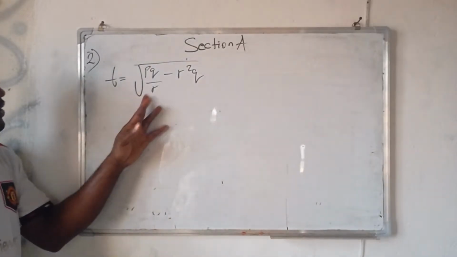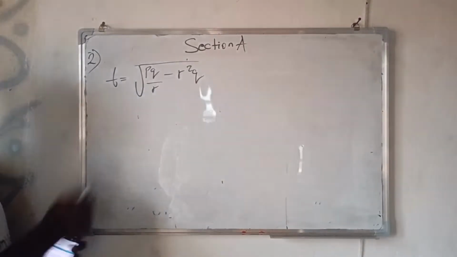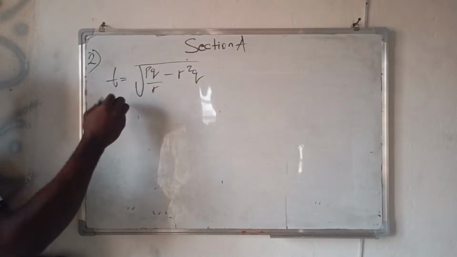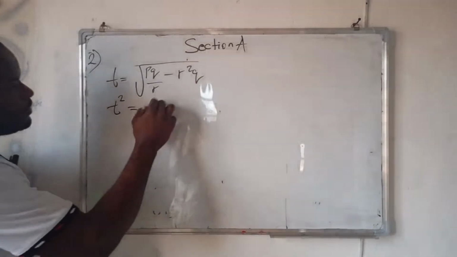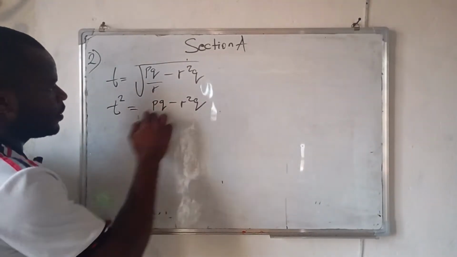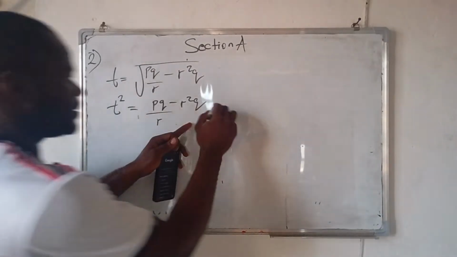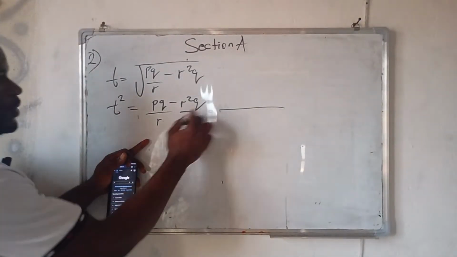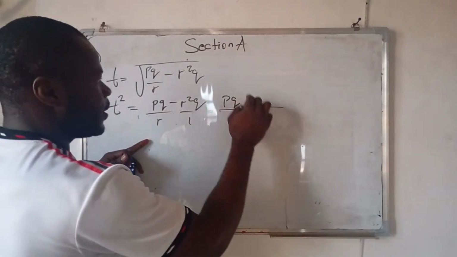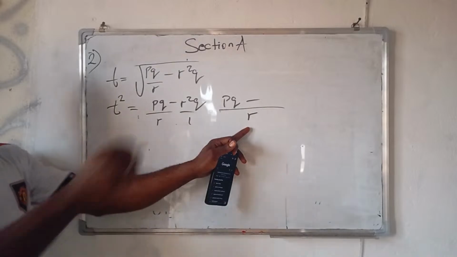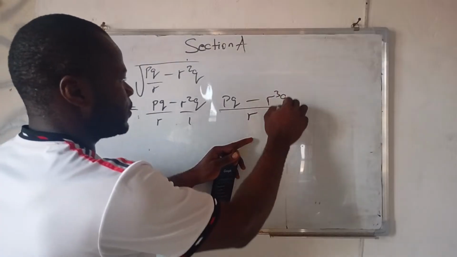So here, since we are targeting Q, we have to move this root first. Moving the root to the other side, the root will automatically change to power. So here we're going to have t squared, which will now give us, we are now left with pq minus r squared q, all divided by r. Making them have one denominator, we'll find the LCM. The LCM of this will give us r. Then r divided by itself will give us 1 times pq. We have pq minus, 1 divided by r, we have r times r squared q. We're going to have r raised to power q.